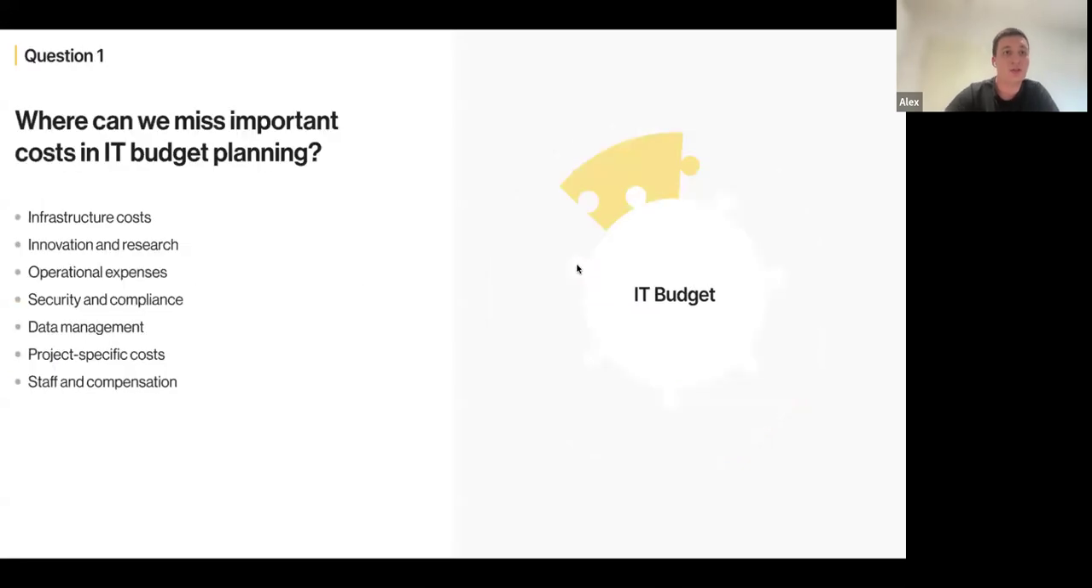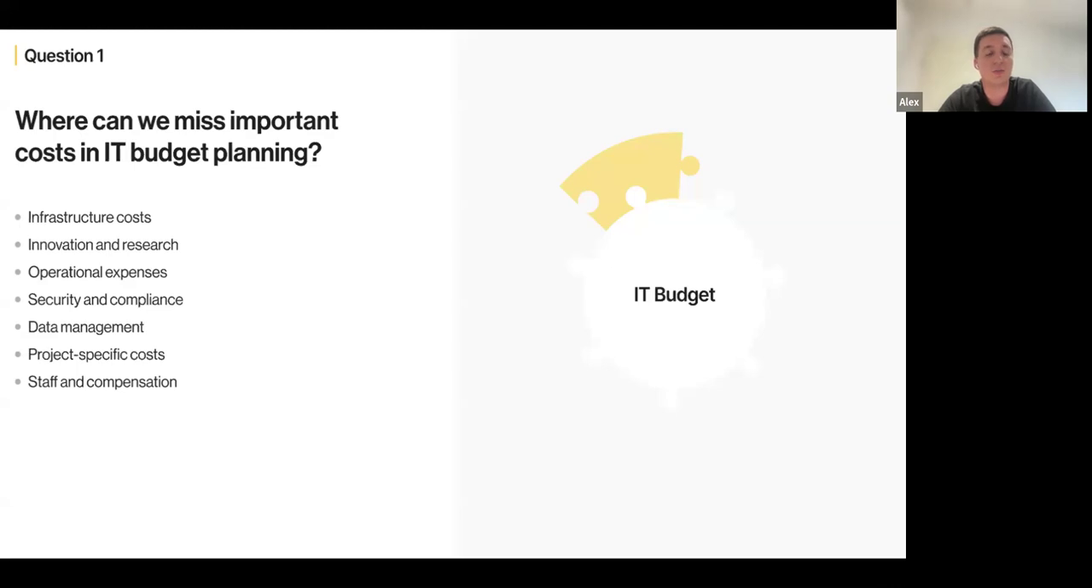So our first question is, where can we miss important costs in IT budget planning? I would split the IT budget into a few areas, and now I want to talk about each of them. The first section you can see here is infrastructure costs.